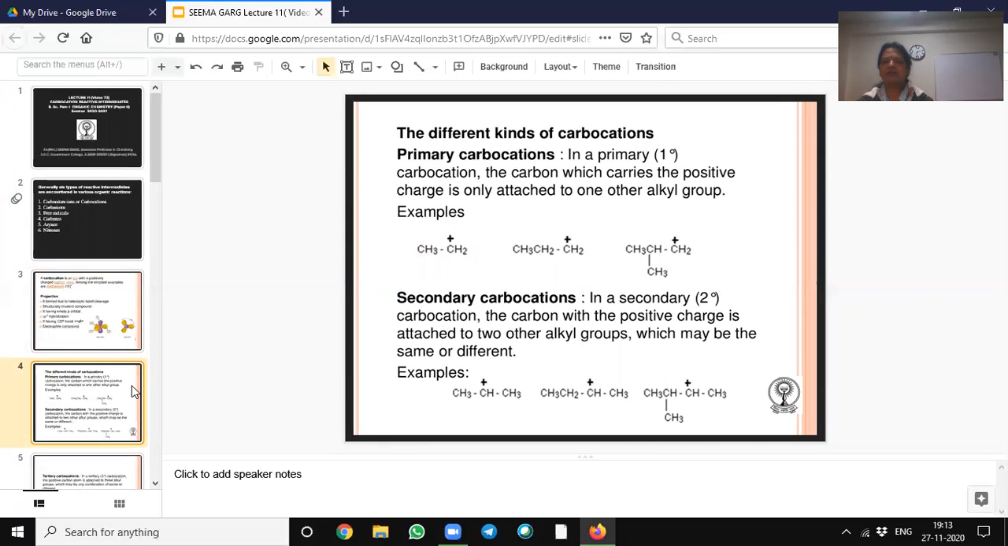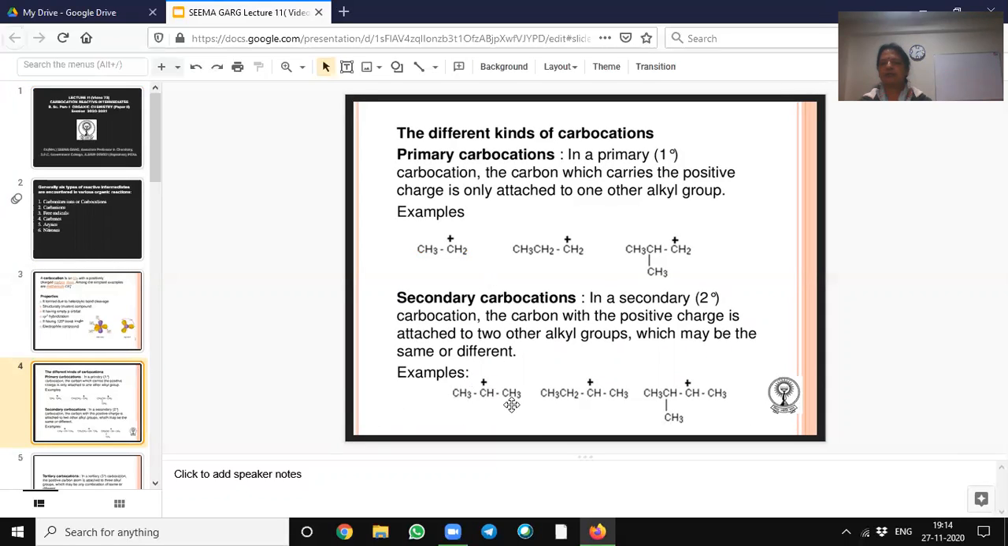The different kinds of carbocations: primary carbocations, secondary carbocations, tertiary carbocations. In a primary carbocation, the carbon which carries the positive charge is attached to only one other alkyl group, such as ethyl, propyl, isobutyl, etc. In a secondary carbocation, the carbon with the positive charge is attached to two other alkyl groups, which may be the same or different.